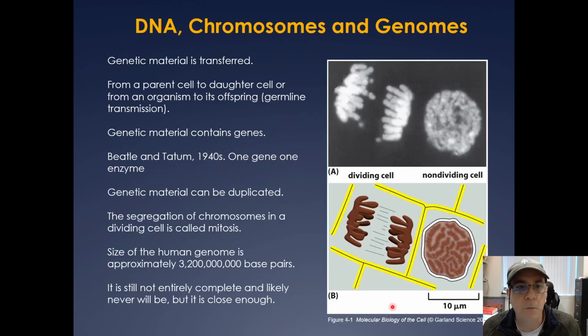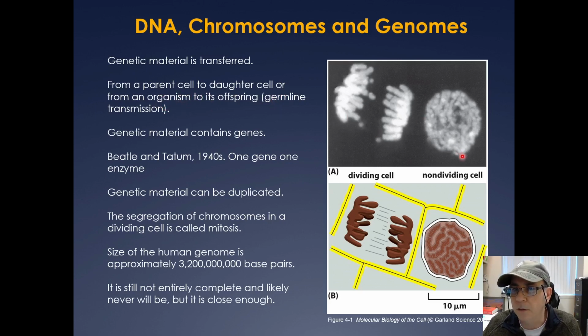Okay, so here's some more background. As I'm sure you all know, genetic material is transferred, right? It can go from a parent cell to a daughter cell or from an organism to an offspring. In the case of DNA going from a parent cell to a daughter cell, that is basically called somatic transmission. And when an organism gives it to its offspring, that's germline transmission.